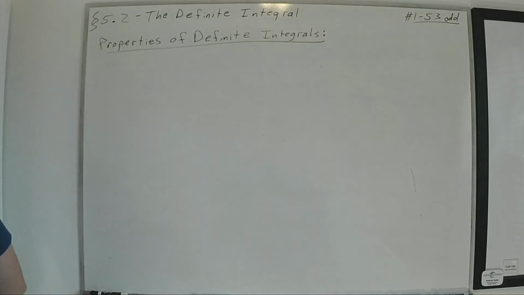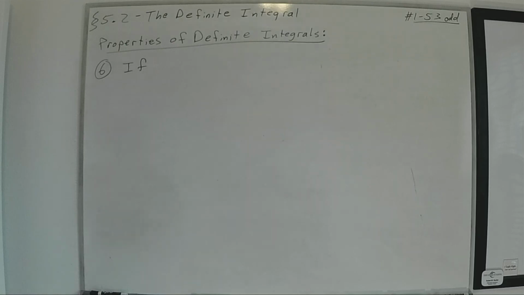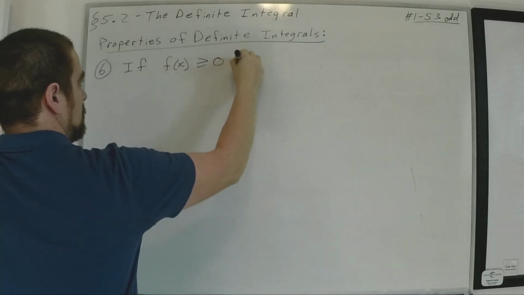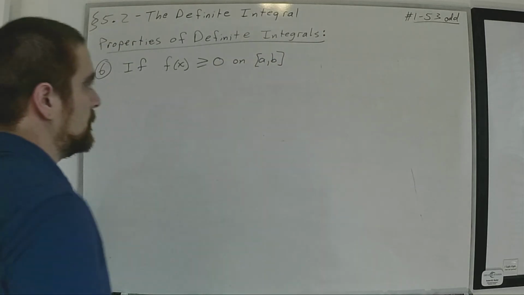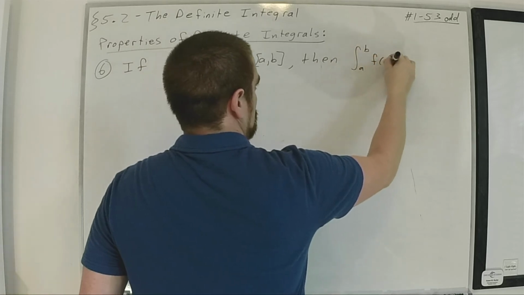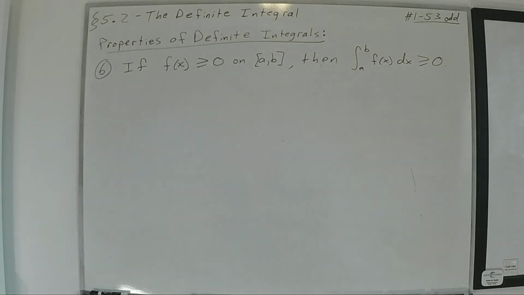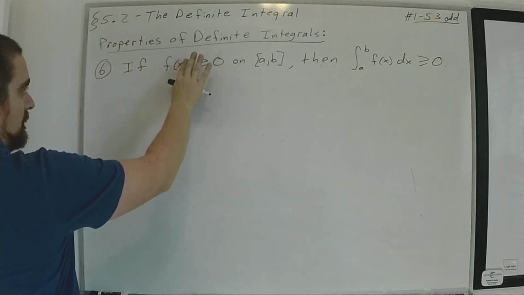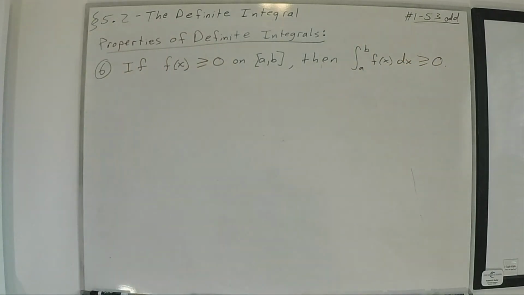And we are on 6. And 6 says, if f of x is greater than or equal to 0 on a to b, or if f of x is positive or possibly equal to 0, then the integral from a to b of f of x with respect to x is greater than or equal to 0 as well. If we're dealing with a positive function, then our integration should be positive. Same thing if we turn this around. If our function is always negative on the interval we're looking at, then this should always be negative as a result from the integration.